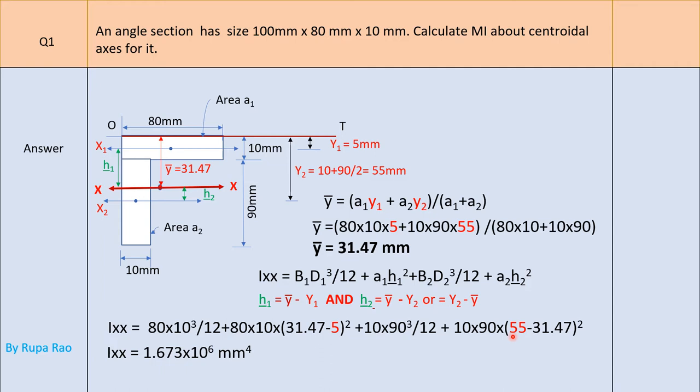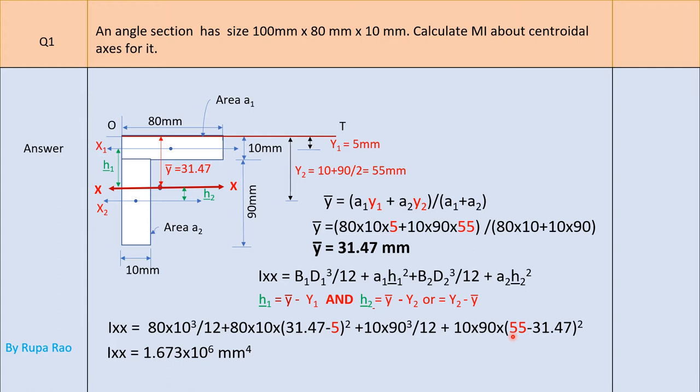Are you getting this answer? That is, IXX is equal to 1.673 into 10 raised to 6. If you have not got this answer, press the engineering button on your calculator and see, do you get it as 1.673 into 10 raised to 6.